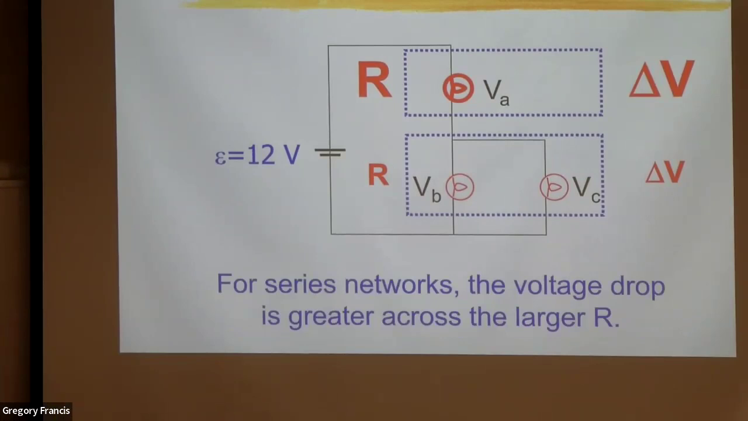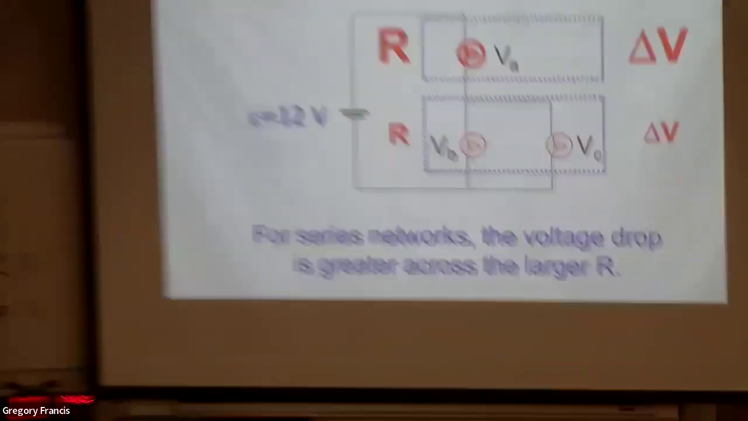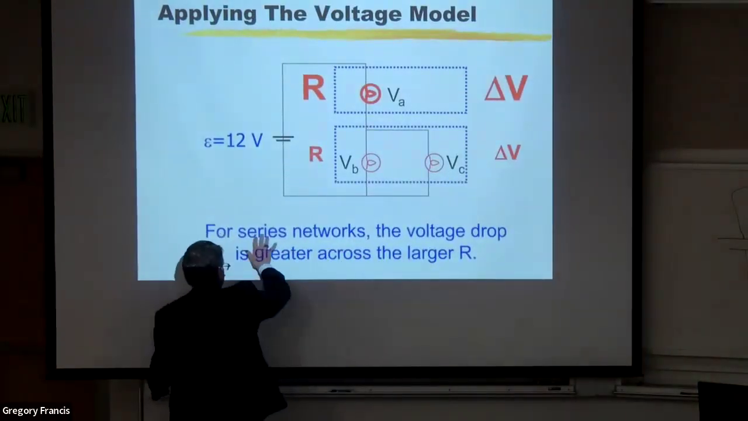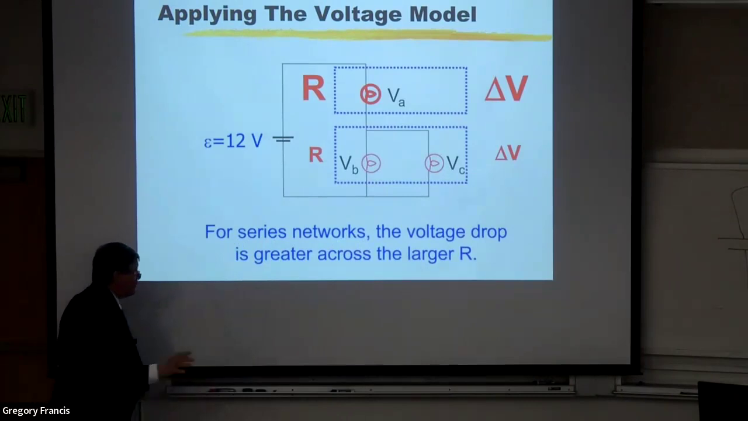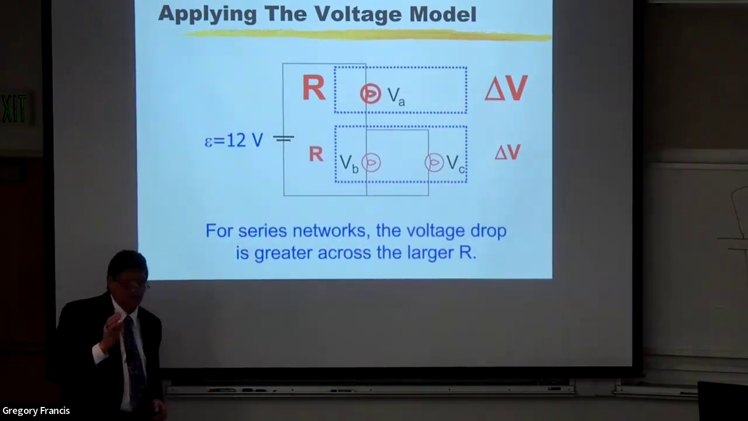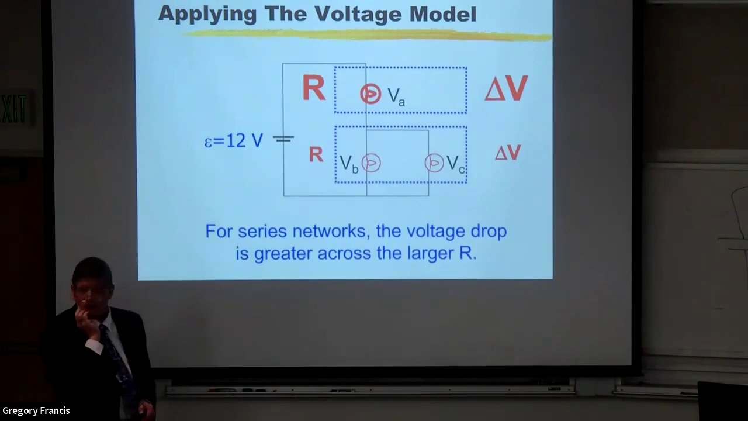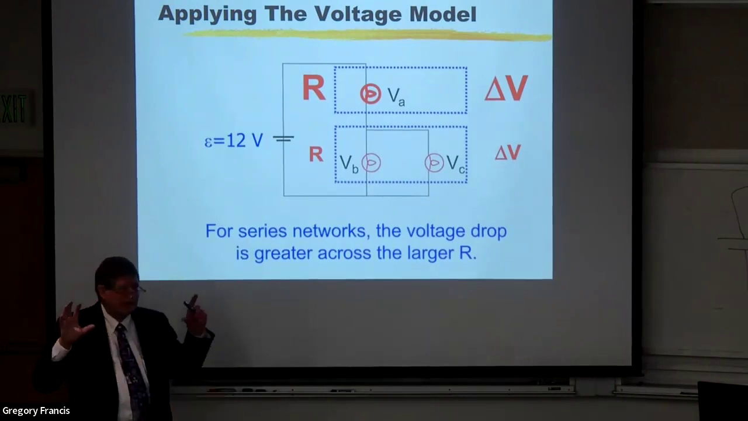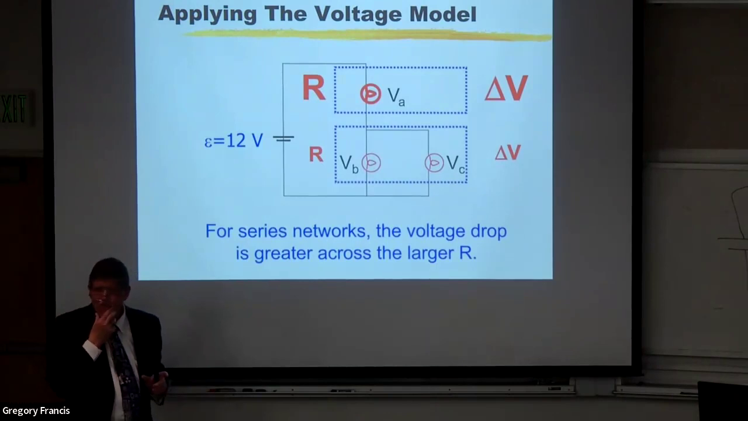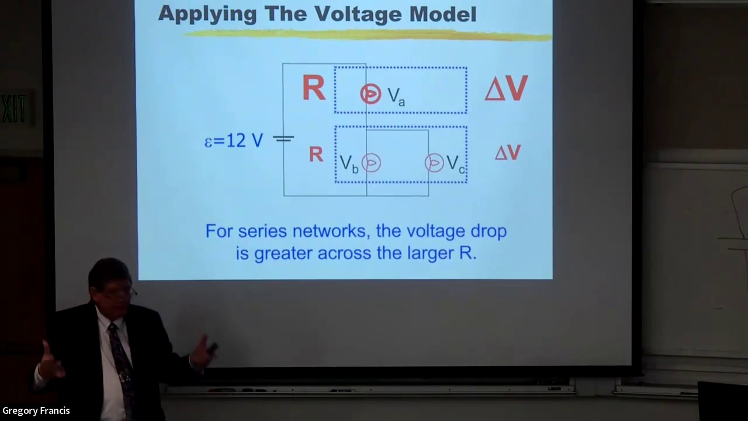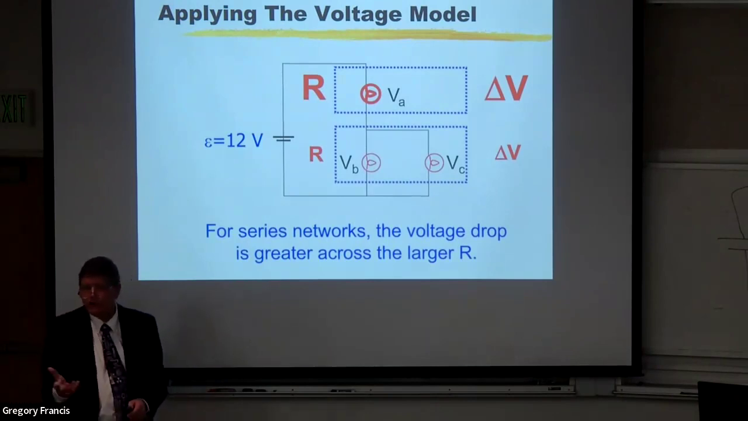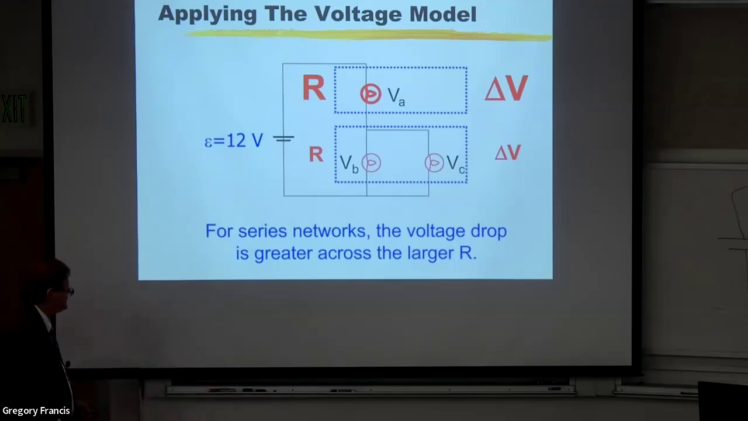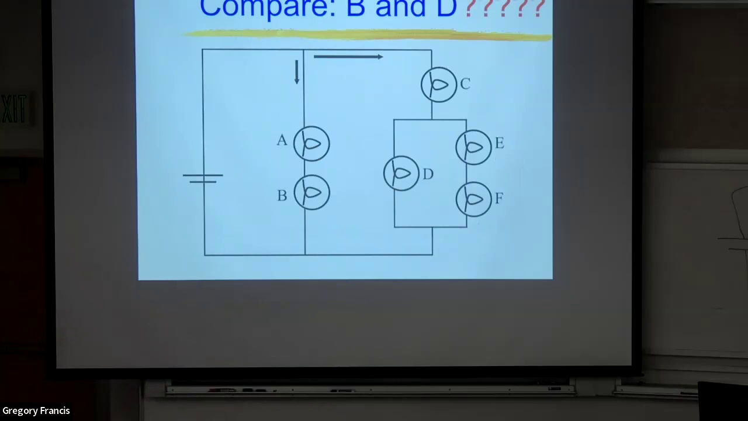Now, for series networks, and folks, I wish I had written this in capital letters and red, this is only for series networks. The voltage drop is greater across the larger R. What about parallel networks? Which one has the bigger voltage drop, the larger R or the smaller R? Trick question. It's always the same. Parallel networks always have the same voltage drop across them, regardless of the resistance. Okay, let's go back and solve our pizza problems.